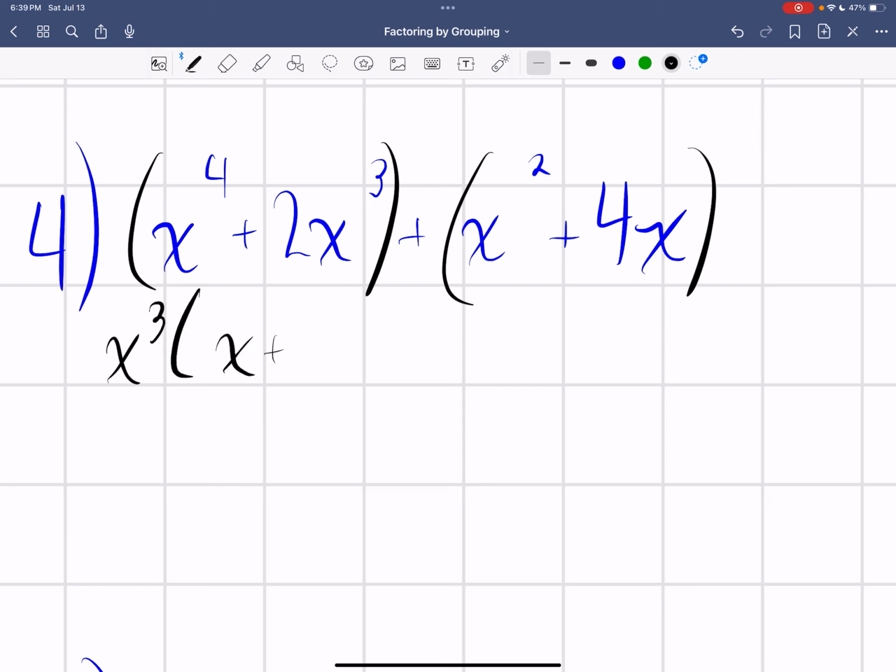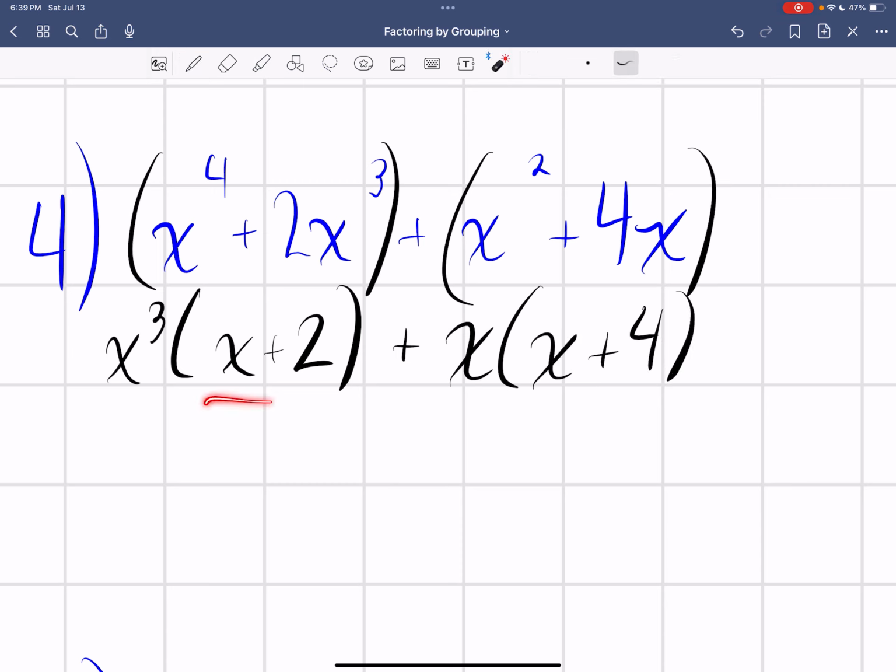X plus 2. Our GCF for the second group is x. What do we have left? X plus 4. But notice, we didn't get the same thing twice. And so this one is not factorable by grouping. The technique didn't work for us. Now, that's not to say that this polynomial that we begin with isn't factorable. It might be factorable by another technique like synthetic division, but you can't factor it by grouping.